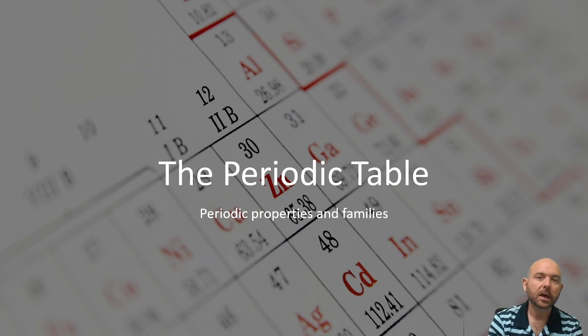Professor Brown here, and in this video we are going to discuss the periodic table and talk about how we can identify some periodic properties of our chemical elements and classify some of them into families based on how they react with other elements.